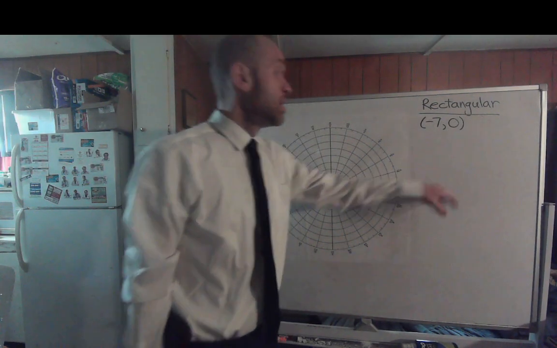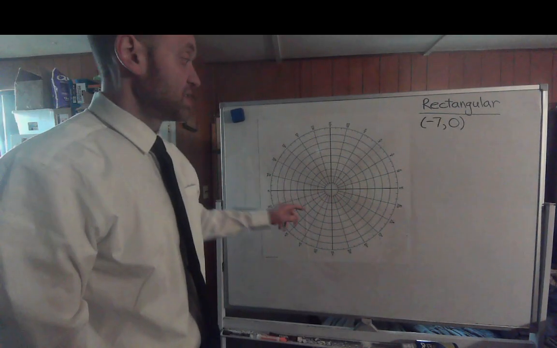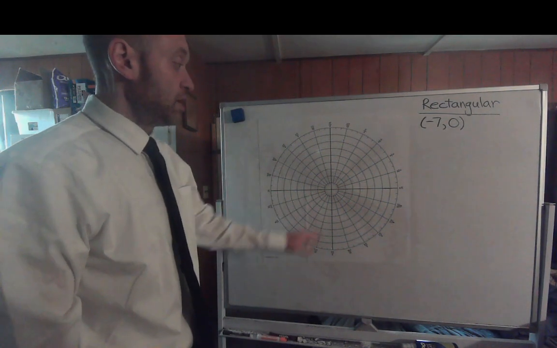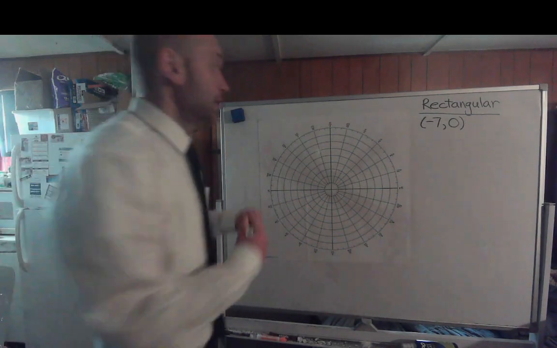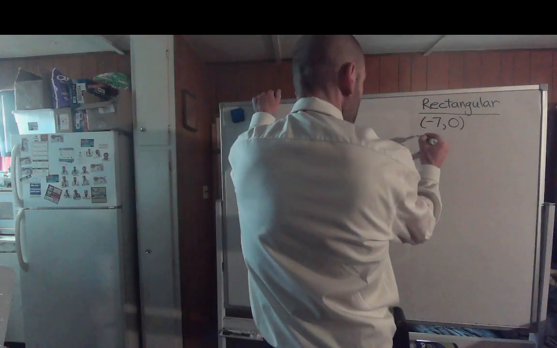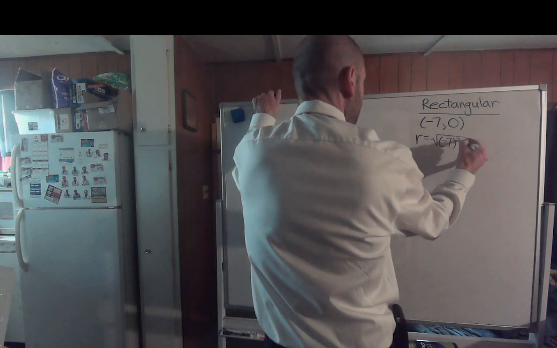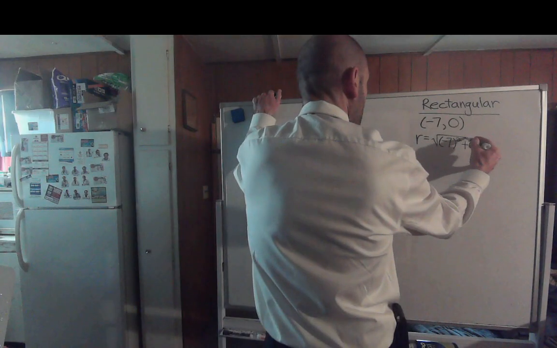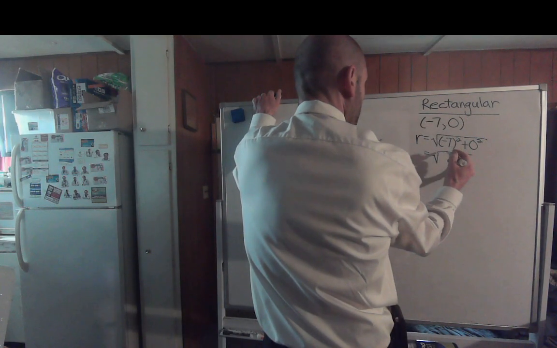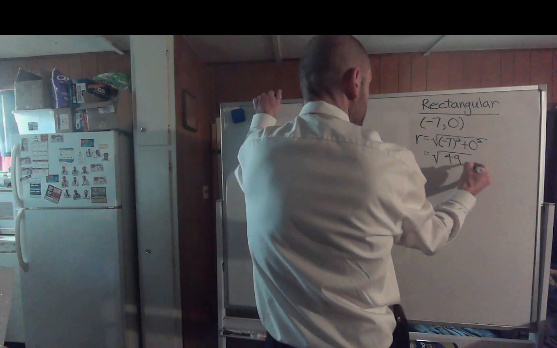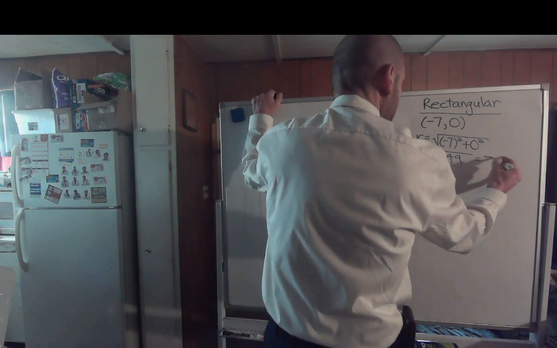Well, where is that? If we pretend this is a rectangular system, you're going to be right along the x-axis to the left of the origin, aren't you? Okay, so let's find our r first. R is going to equal the square root of negative 7 squared plus 0 squared, which is going to end up giving you the square root of 49, which would just be 7. So your radius is 7.